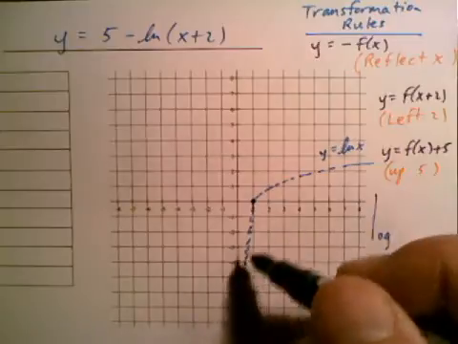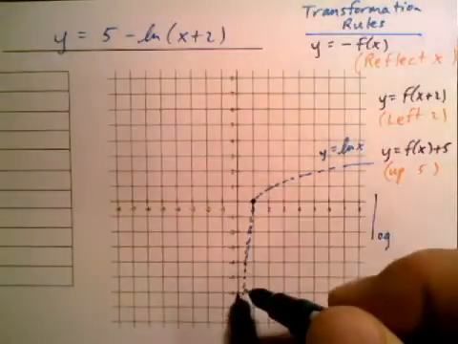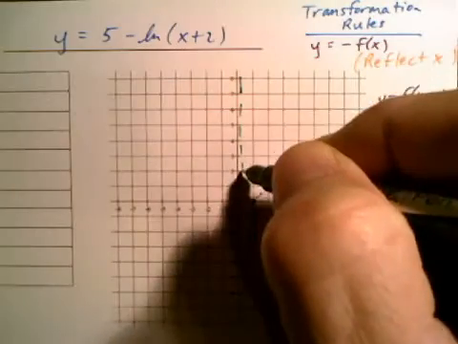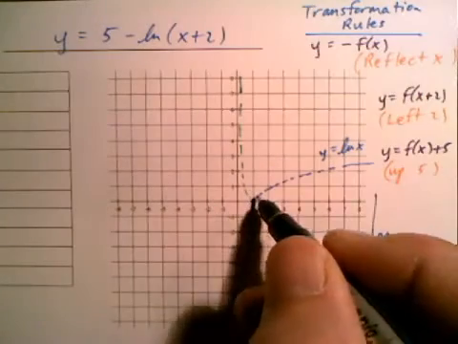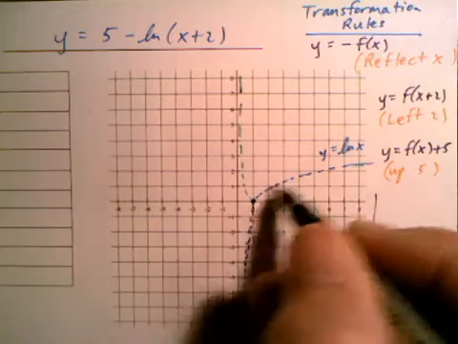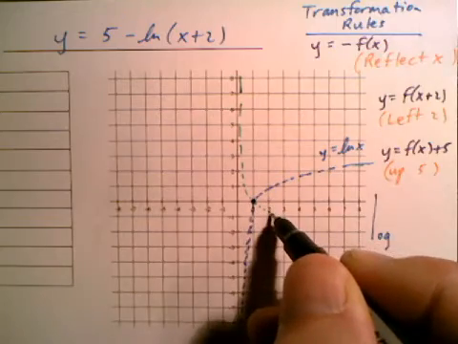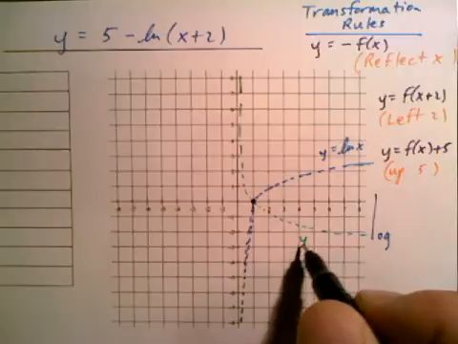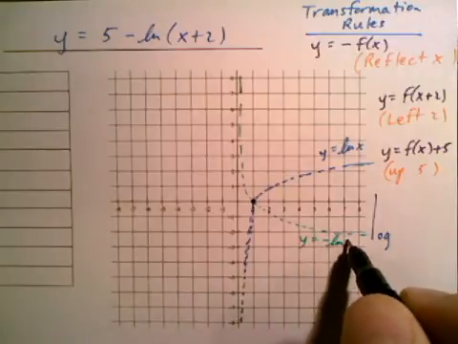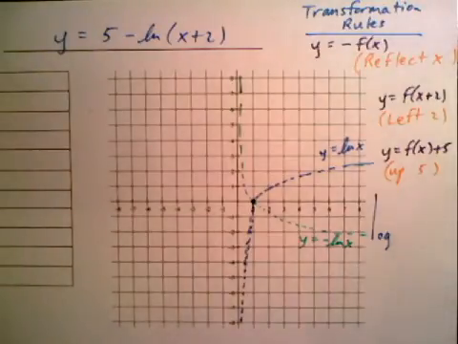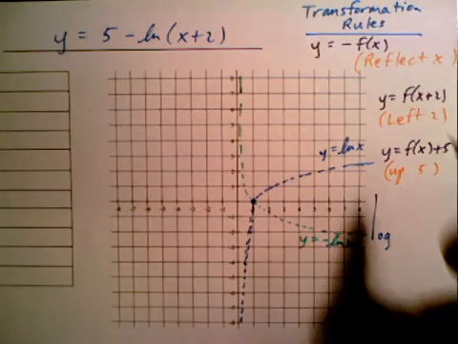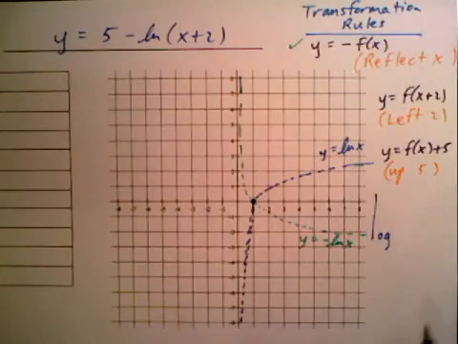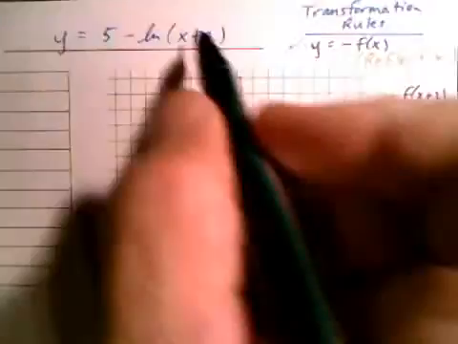So any of the graph that is below the x-axis is now above the x-axis. Any part of the graph of ln that's above is now reflected below the x-axis. We're going to draw it like this. So this green graph is y equals negative ln x. Okay? So we took care of the negative in front of the function.